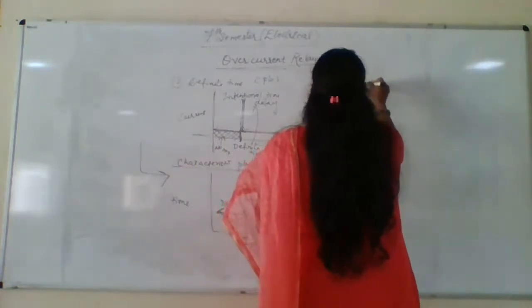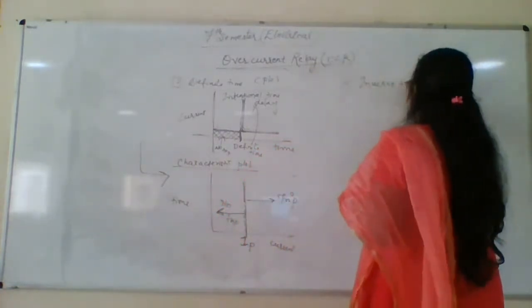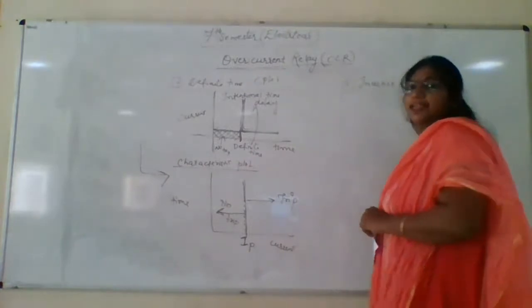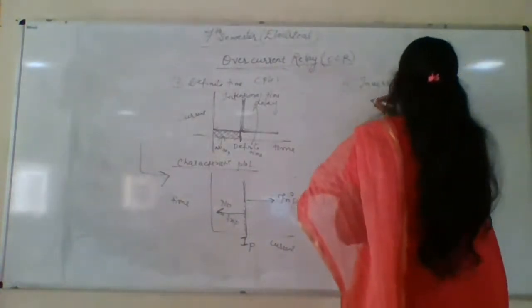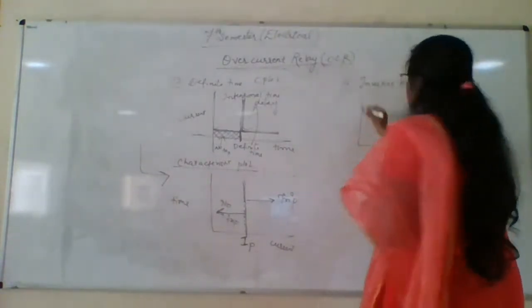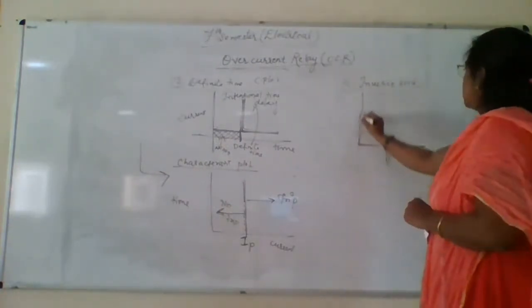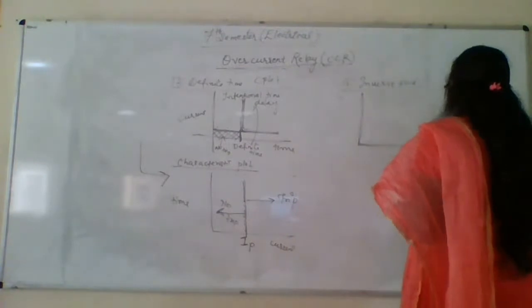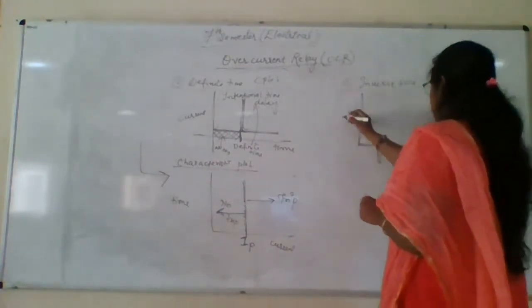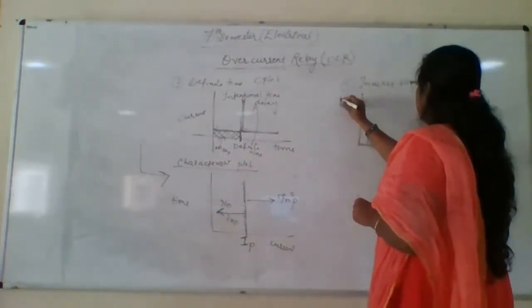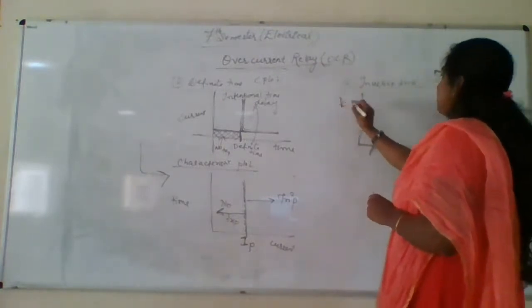So the third one was, what was that? It is inverse time. Now what does this characteristics plot say? I believe you can see, again, x and y axis. Here we are having current in amperes, and here we are having time t.